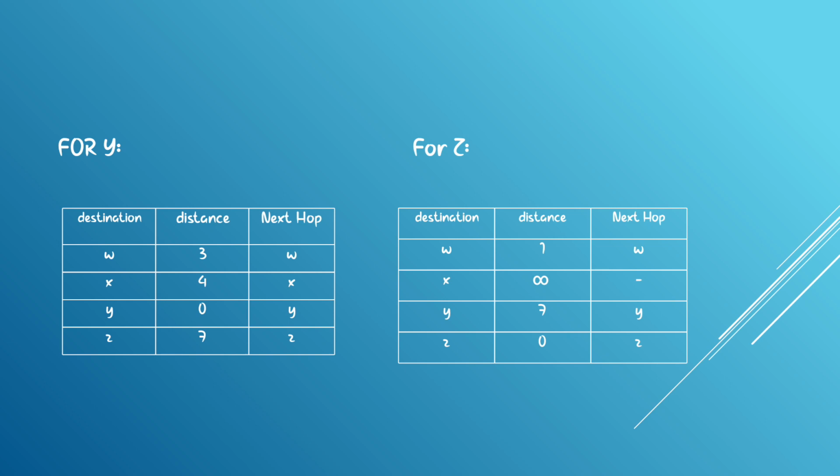Y to Z distance is 7, next hop is Z. For Z: Z to W distance is 1, next hop is W; Z to X distance is infinity and there is no next hop; Z to Y distance is 7, next hop is Y; Z to Z distance is 0, next hop is Z.